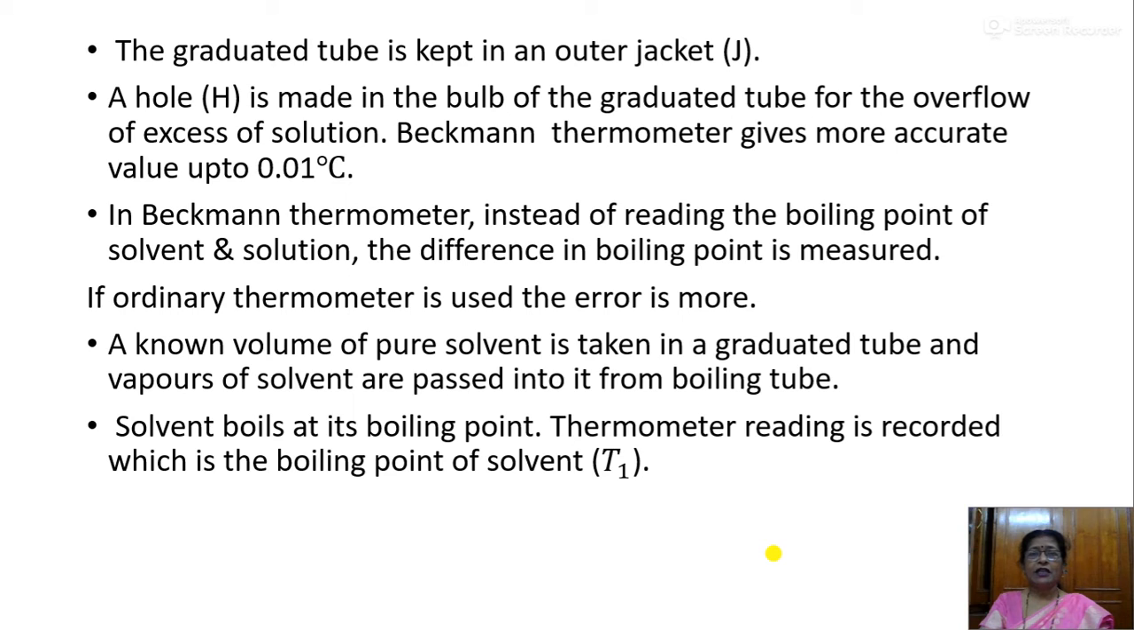In Beckmann thermometer, instead of reading the boiling point of the solvent and the solution, the difference in boiling point can also be measured. If an ordinary thermometer is used, the error will be more. That is why in this method, the Beckmann thermometer can be used. A known volume of the pure solvent is taken in a graduated tube and the vapors of the solvent are passed into it from the boiling tube. Solvent boils at its boiling point. Thermometer reading is recorded, which is the boiling point of the solvent, T1.